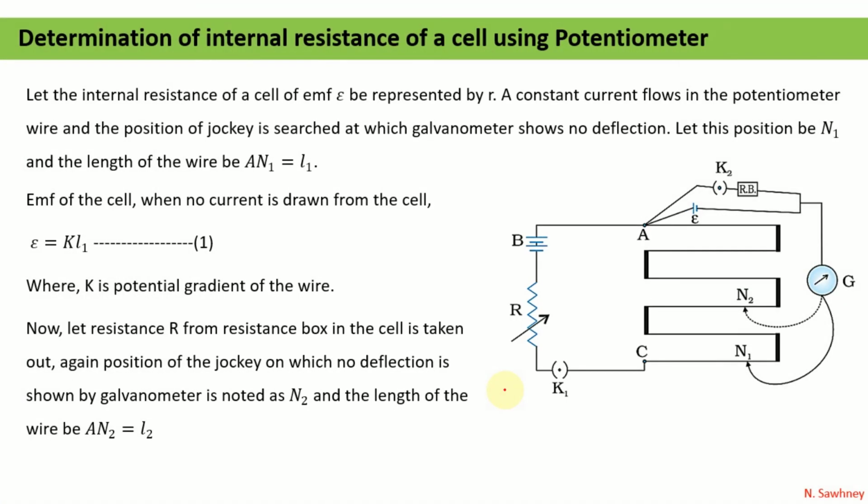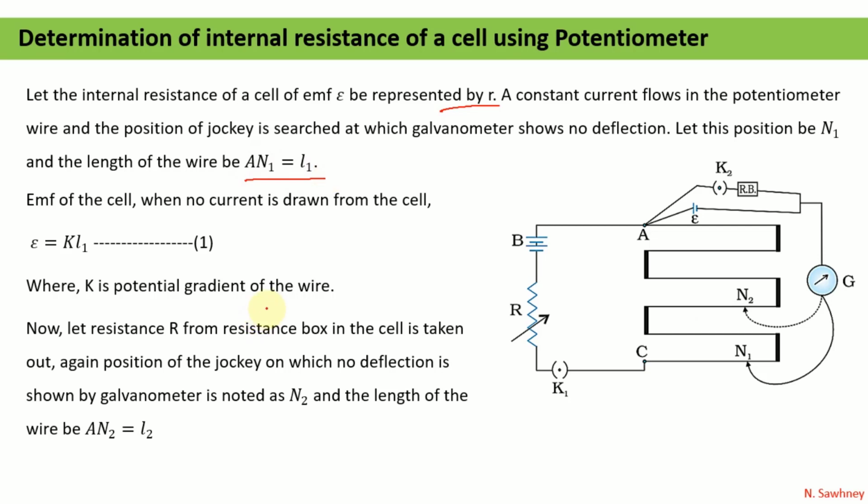Now let us determine the internal resistance of a cell using potentiometer. Here, the internal resistance of a cell having EMF E is represented by small r. A constant current flows in the potentiometer wire and the position of the jockey is searched again on the wire, at which the galvanometer shows no deflection. Let that position be again represented by N1. At this position, when the galvanometer is showing no deflection, that length is represented as L1.